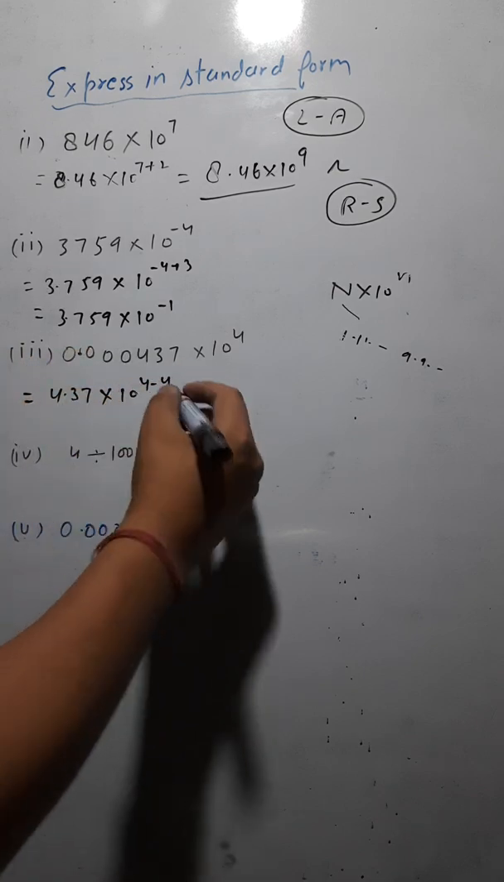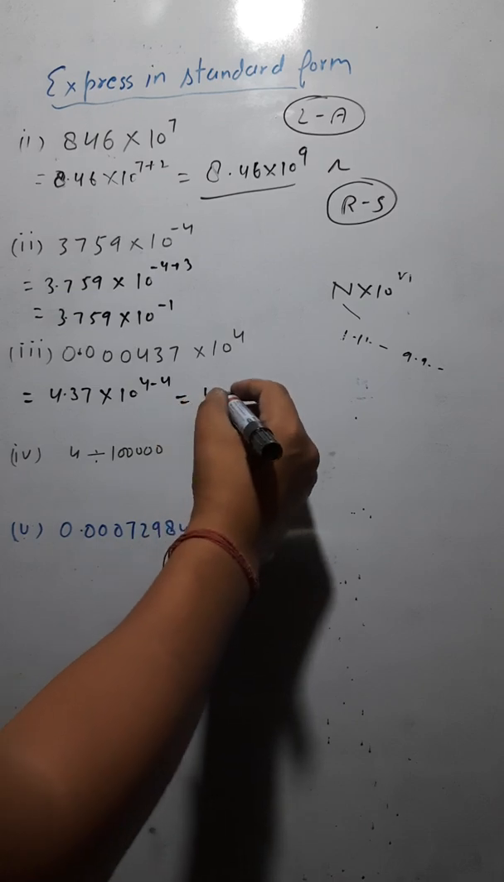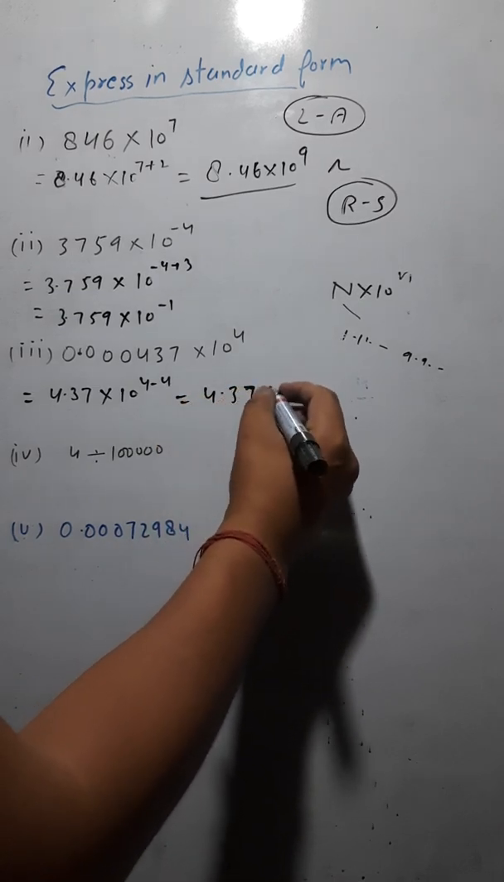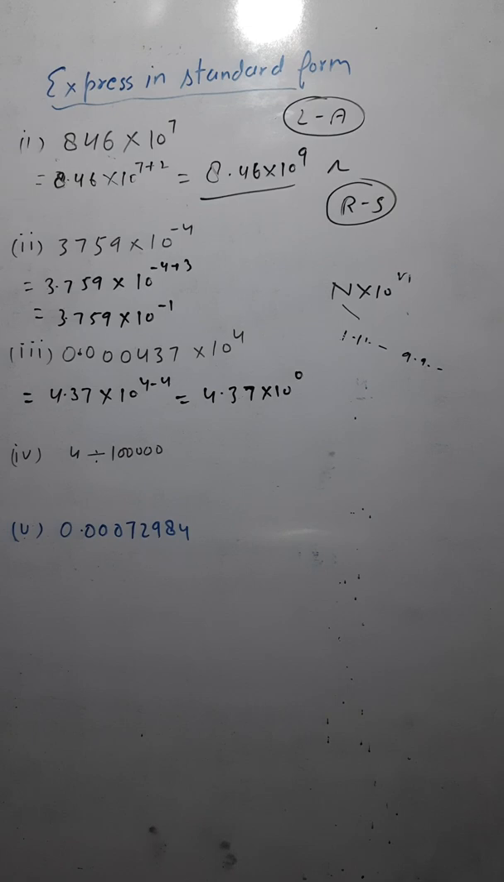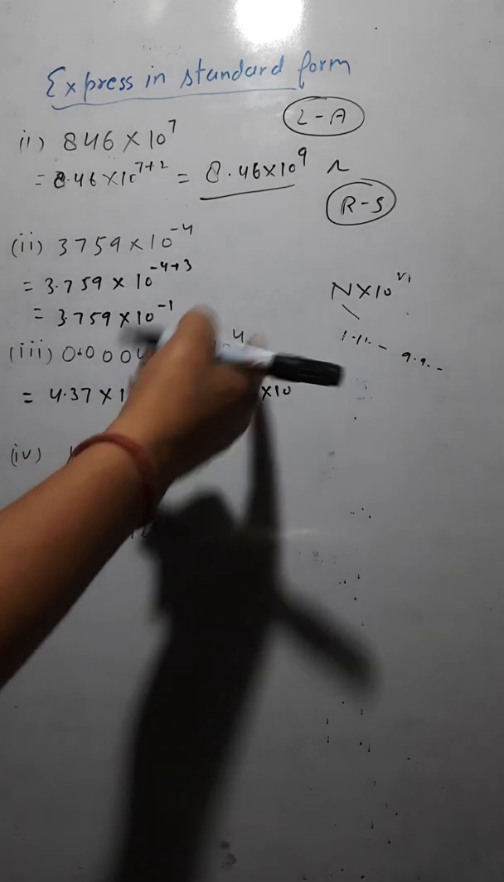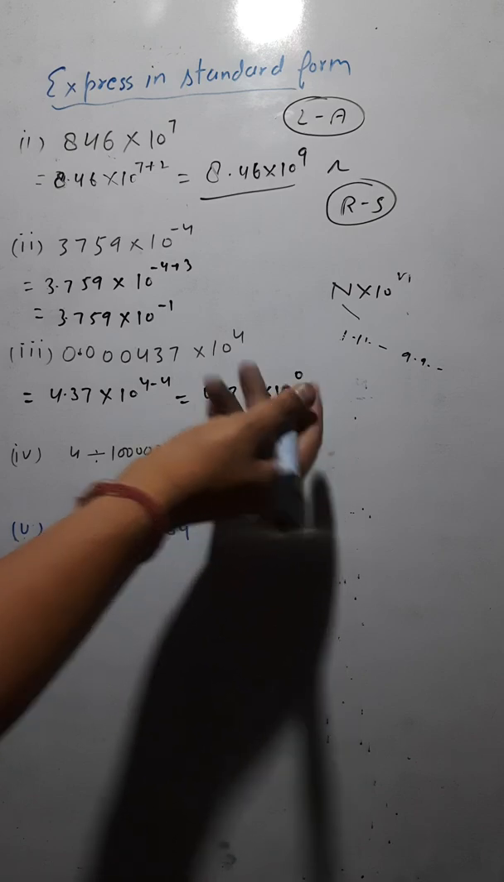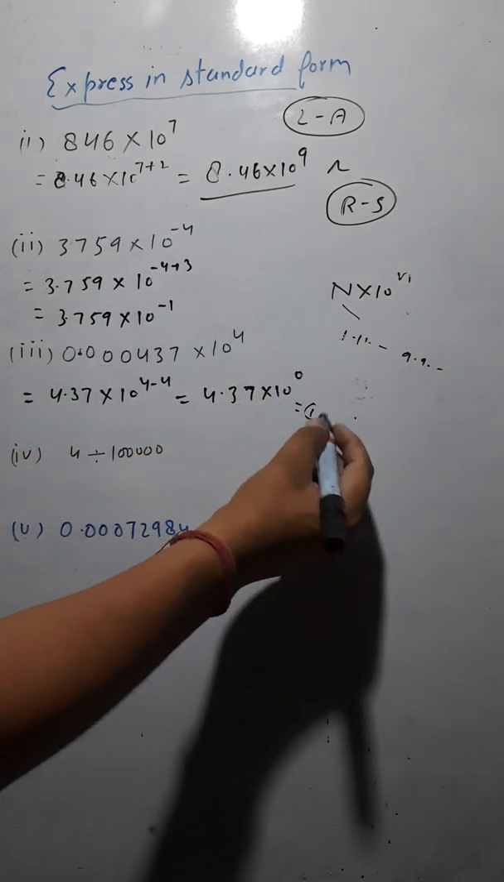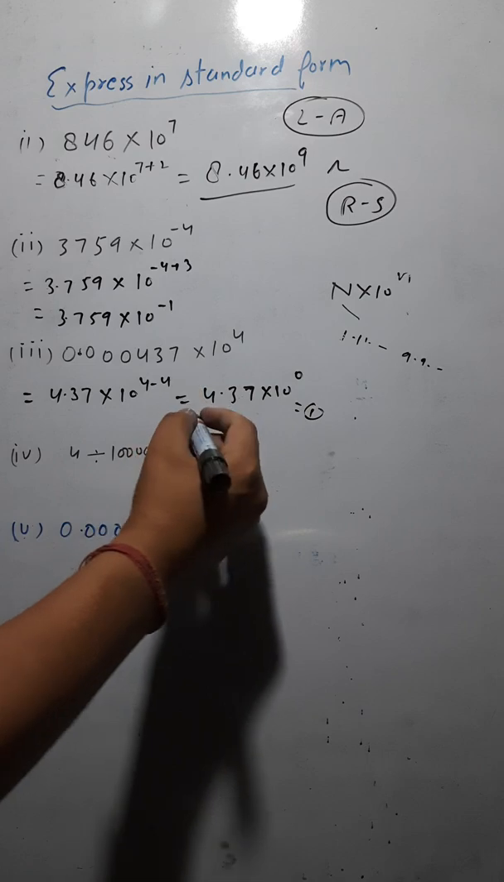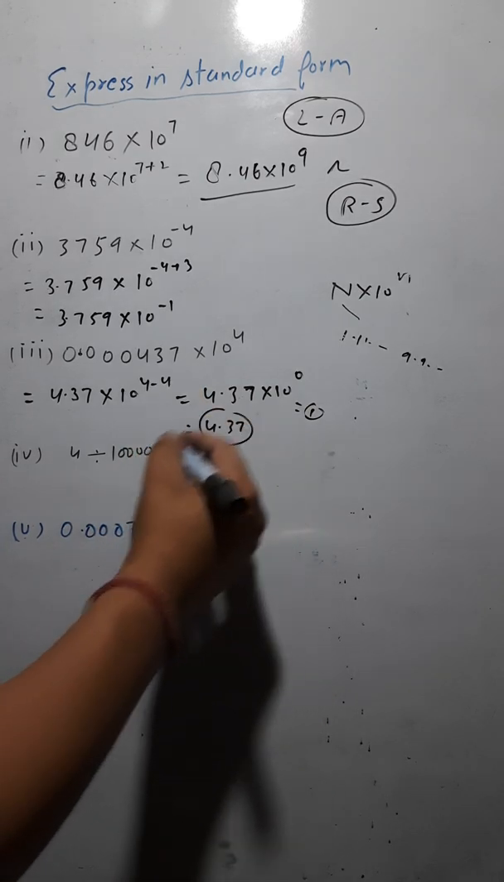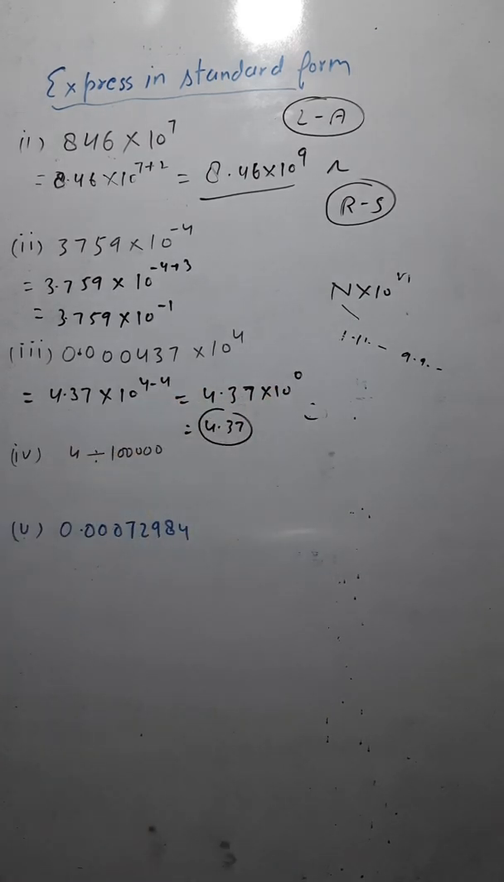So 4 minus 4 is 0. The answer would be 4.37 multiplied by 10 to the power 0. And as you know, 10 raised to the power 0 is always 1. So you can write it as 4.37, and that would also be the answer. Any number having the power 0 gives the answer 1. So if this is 1, the answer would be 4.37. This is how you would express this in standard form.